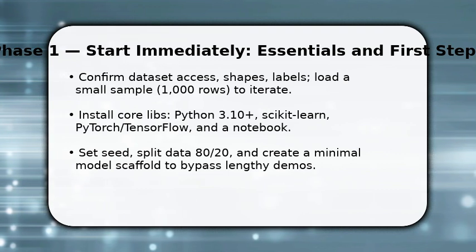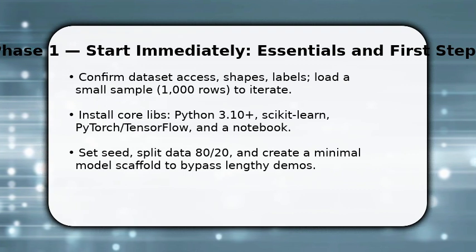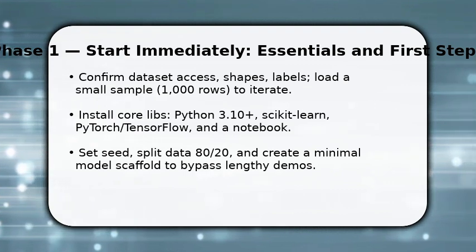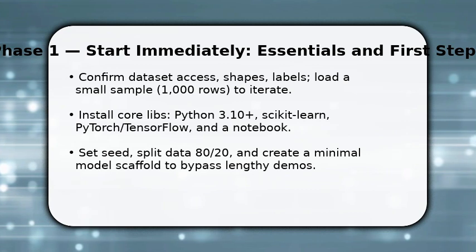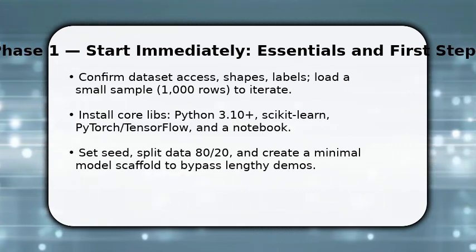Set a random seed, split the data 80/20, and scaffold a minimal model class or pipeline. This immediately surfaces shape or D-type issues. Make sure to document the input and expected output so you can skip straight to training.